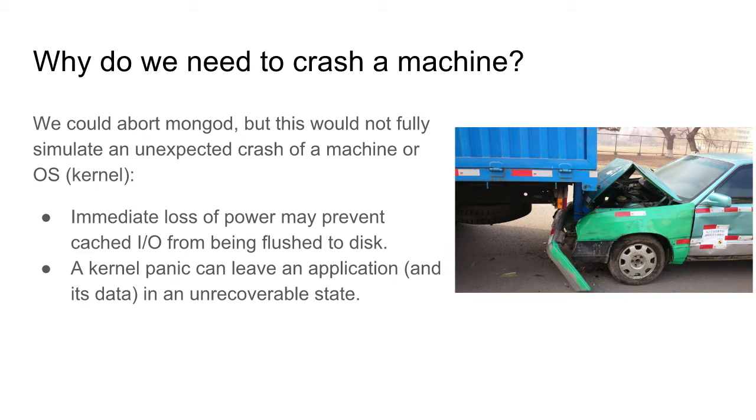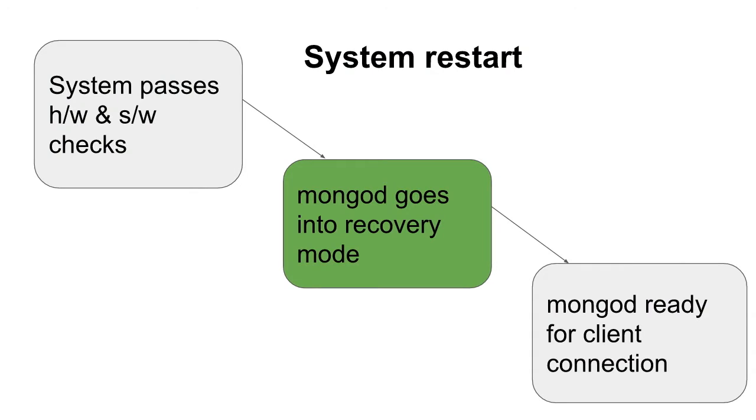We could actually try just aborting MongoDB, which is the process of the server, but it really doesn't fully simulate what happens if you have an unexpected crash of the machine or the operating system kernel. We really want to be able to test some sort of immediate power loss because of caching that might be done at the lowest level of the I/O, and also kernel panics can leave the application and the data in unrecoverable states. So this is your typical startup of your machine after it's been terminated or even booted. It will go into some sort of hardware and software checks in the operating system, and then eventually it'll turn it over to your application.